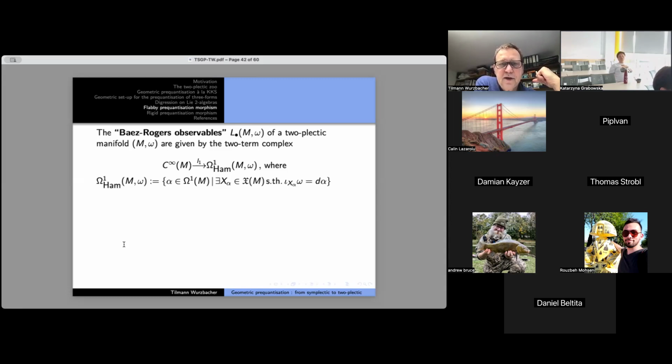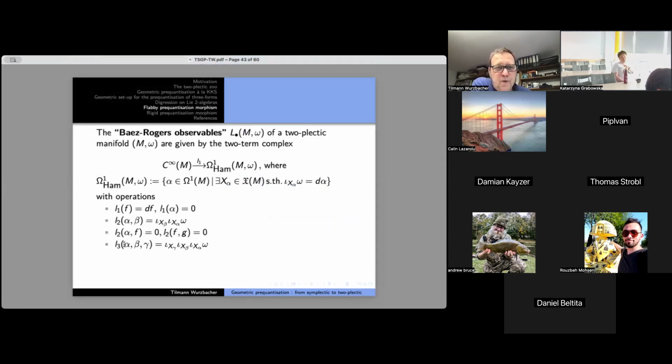It's just the functions and the one forms, but it's only the one forms which we call Hamiltonian. So it's a one form alpha such that d alpha is realized by contraction of a vector field with omega. So alpha is a one form, d alpha is a two form, omega is a three form, iota X of omega is again a two form. So this makes sense. These are typically not all one forms, it's a subset, okay? It's a vector space, but it's a subset.